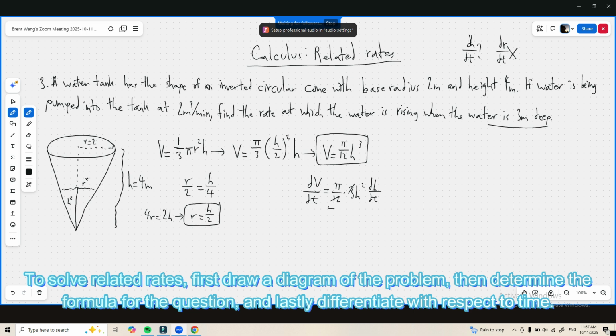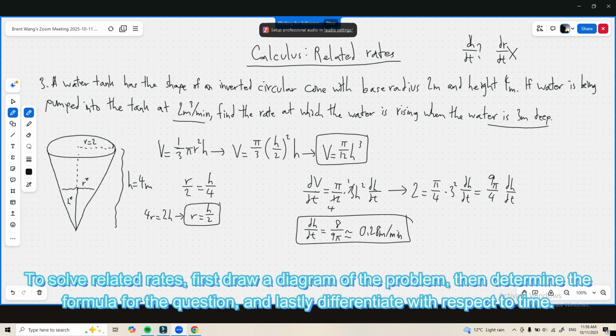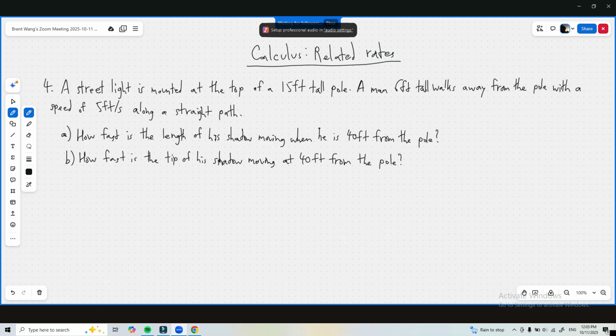This is equal to 1, this is equal to 4. We're told that dV/dt is equal to 2, so we have 2 is equal to pi over 4 times 3 squared dh/dt, equal to 9 pi over 4 dh/dt, and dh/dt is equal to 8 over 9 pi, which roughly equals 0.28 meters per minute. And that's our answer.